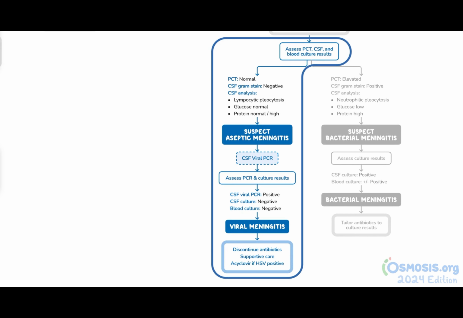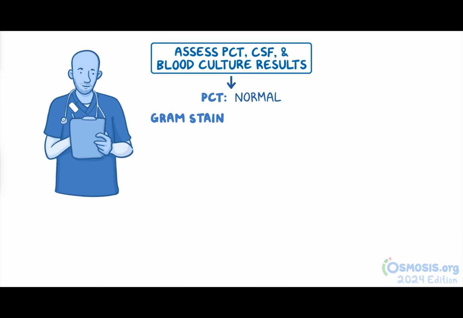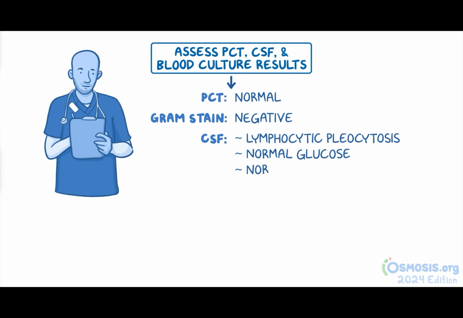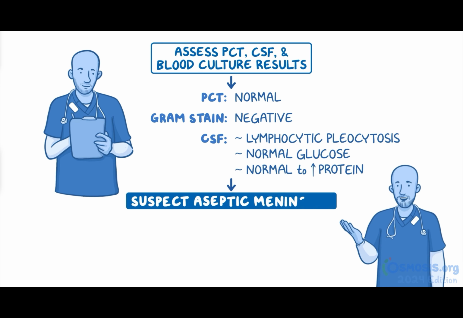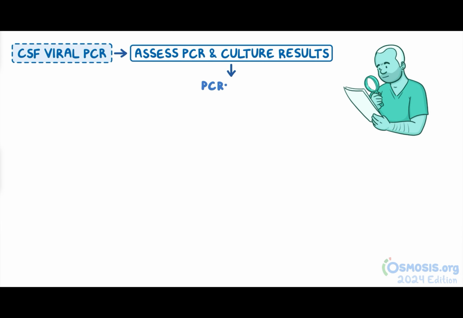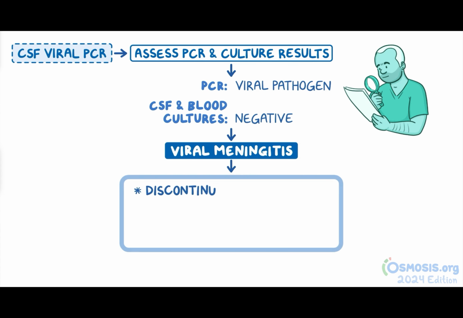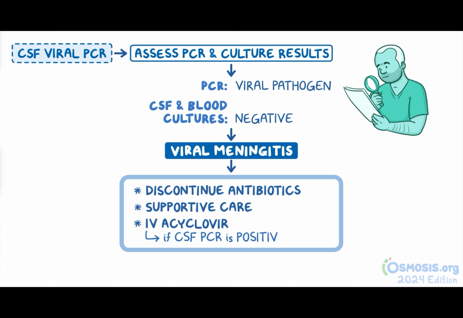Now, assess the PCT as well as CSF and blood culture results. If the PCT is normal, the gram stain is negative, and the CSF shows a lymphocytic pleocytosis with a normal glucose and normal to high protein, suspect aseptic meningitis and order a CSF viral PCR. Next, assess the PCR and culture results, and if the PCR identifies a viral pathogen and the CSF and blood cultures remain negative, diagnose viral meningitis. At this point, you can discontinue antibiotics. Management primarily consists of supportive care, but be sure to begin IV acyclovir if CSF PCR is positive for HSV.